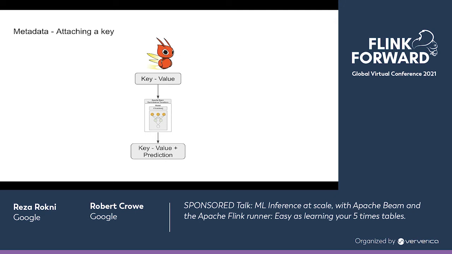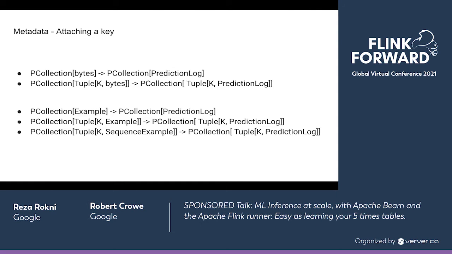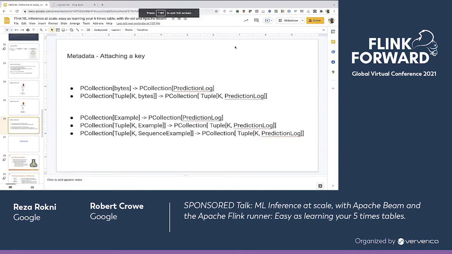So essentially what we want to do is pass in a key value and have key value plus prediction be accessible after the RunInference. RunInference has actually got a bunch of nice options for input, so we can send in bytes or an example like we just did. We can also send in tuples of key and bytes, and there are quite a few of these signatures which make our life easier in terms of coding because we don't have to do so much conversion.